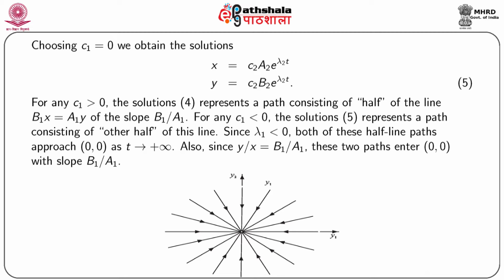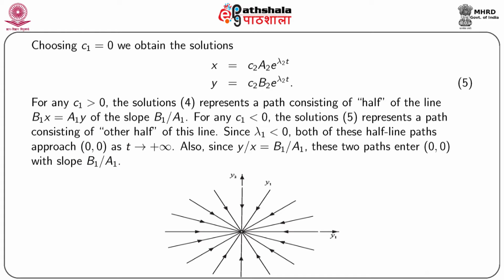And for c1 less than 0, the solution 4 represents a path consisting of the other half of the line. And since lambda 1 is less than 0, both these half-line paths approach (0, 0) as t tends to plus infinity. And since y by x is equal to b1 by a1, these two paths enter (0, 0) with slope b1 by a1.